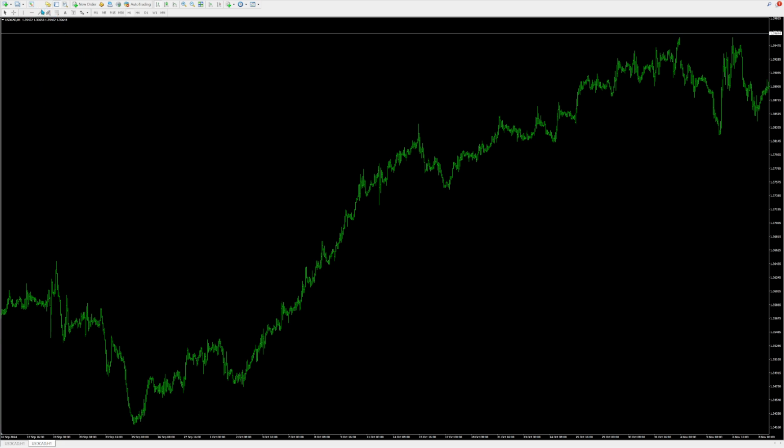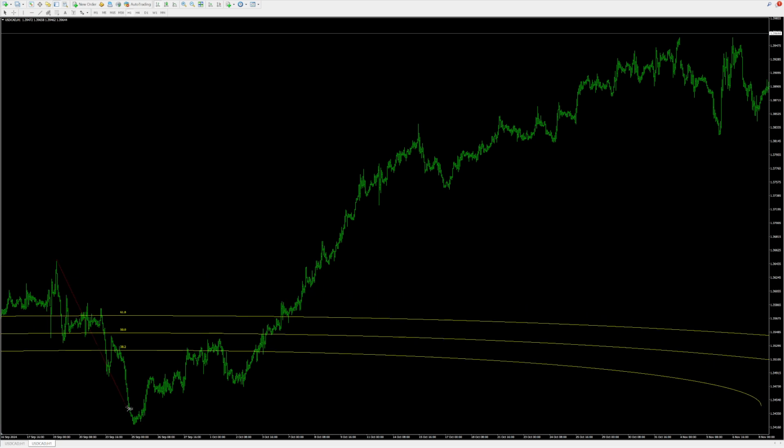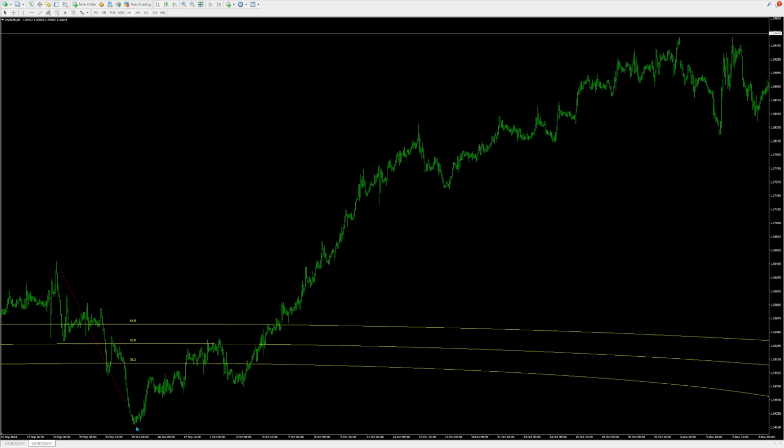So, Fibonacci arcs, we're just going to insert Fibonacci arcs. And this is how I trade them. It may not necessarily be how others trade them, but this is what works for me. So the first thing I do is I mark the high and the low. So there we have the start of this downwards move here, and then we mark the low.